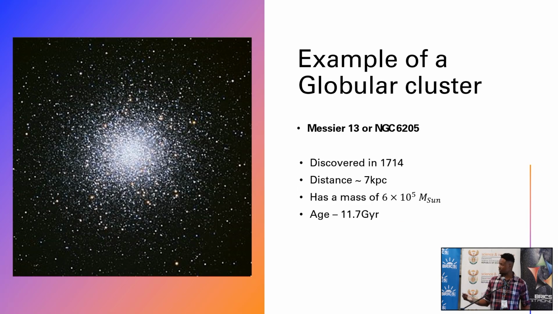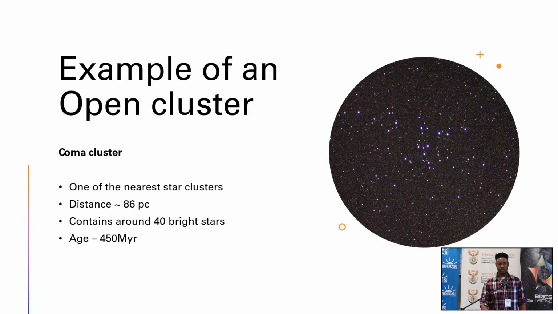Here are some nice little examples of how these things actually look in image data. This is a globular cluster. This is an open cluster, right? As you can see, it's characterized by these very bright stars that are fairly closely packed together.